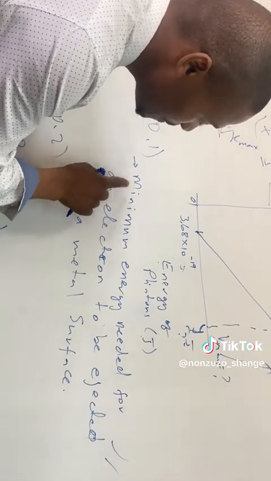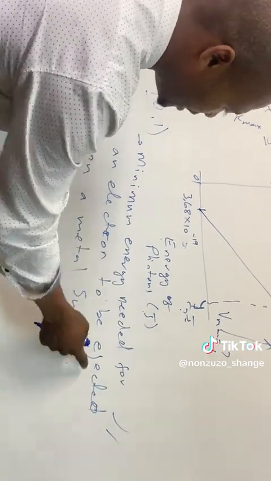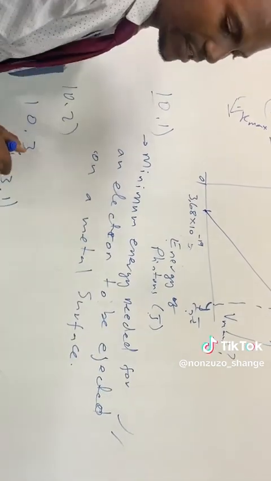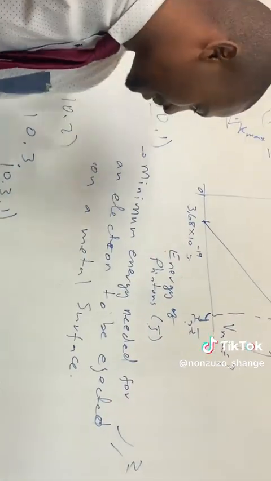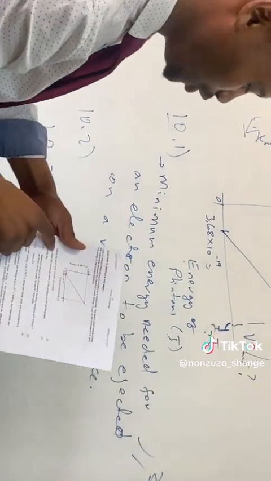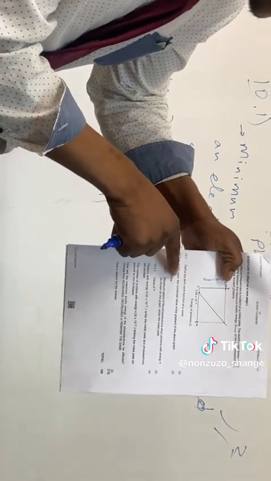Then it's 10.2. 10.2 says write down the numerical value of the gradient of the above graph. So the question is looking for the gradient in this graph here. Okay, let me explain this one.